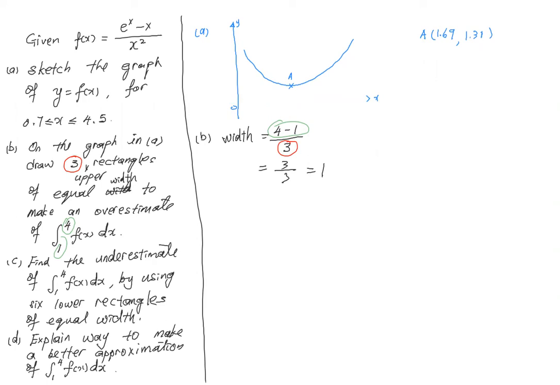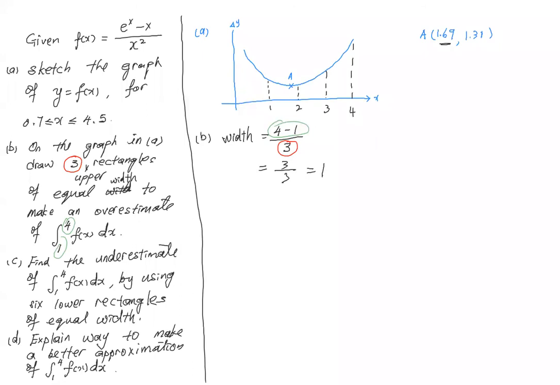I prefer to use whiteboard. Easier for me. Okay, so what I will do is, I will put 1 here, 2 here, because this is 1.69. Am I right? 3 here and 4 here. Right? The width is 1 unit.